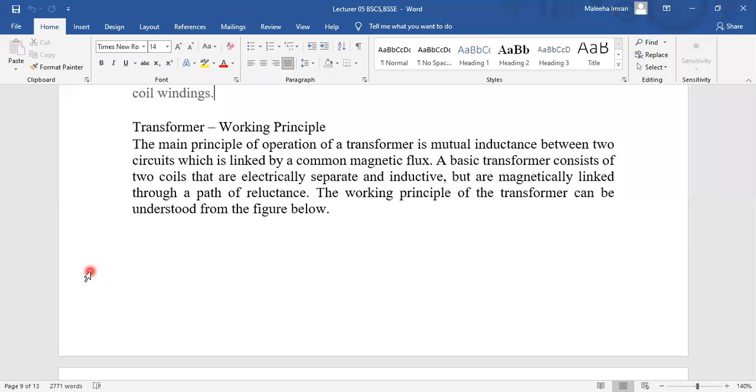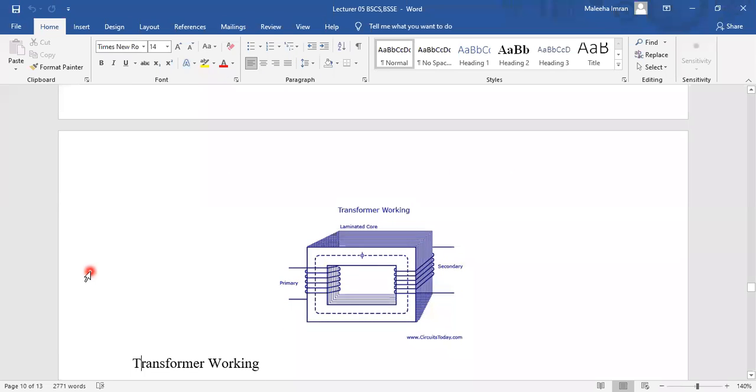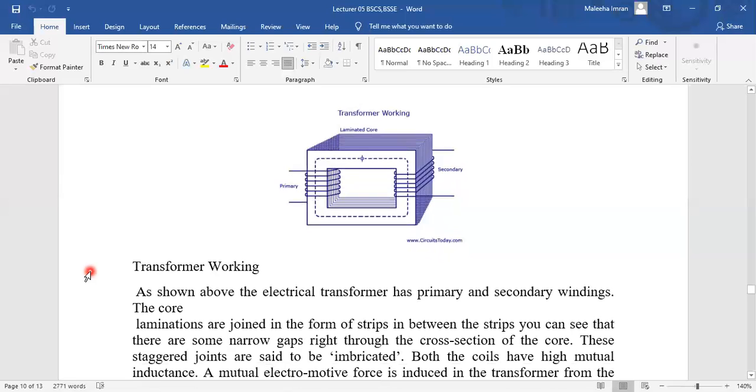The working principle of the transformer can be understood from the fig. Here we have a transformer. There are two coils, one is the primary and the other is the secondary. The above fig shows that the electrical transformer has the primary and the secondary winding. The core is laminated or joined from the strip.